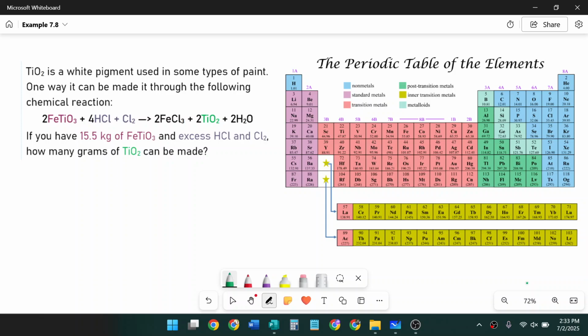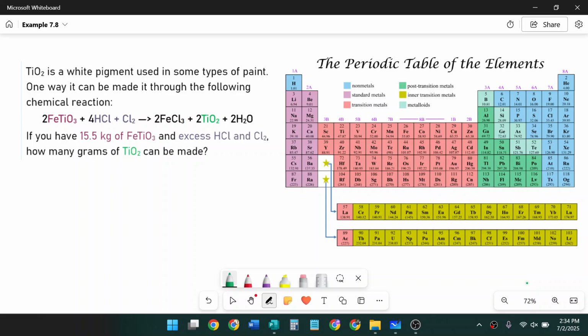I've colored these to match things in the question, and I'm going to try to use pen colors to match so that I can leave out some of the things that I probably should write, to make this easier to read. If you have 15.5 kilograms of the red one and excess of the purple ones, how many grams of the green one can be made? So I've highlighted the ones that matter.